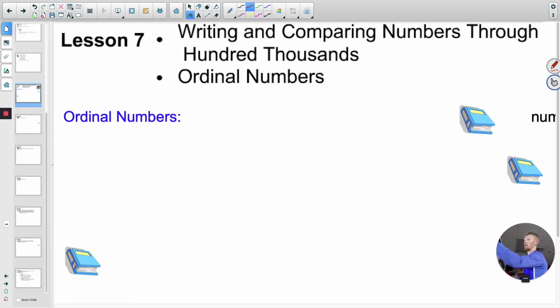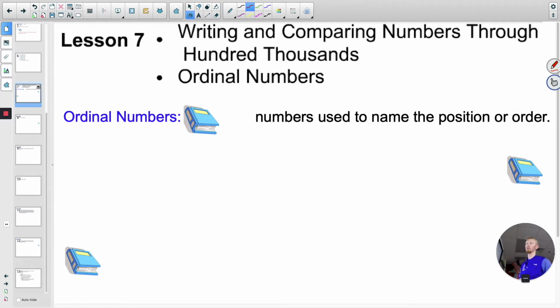Ordinal numbers are numbers used to name the position or order, okay? So like first place or second place. Those are ordinal numbers. Go ahead and write down that definition as well, maybe a few examples. Check. Done with that one. Most of the lesson will focus on this one: writing and comparing numbers through hundred thousands.